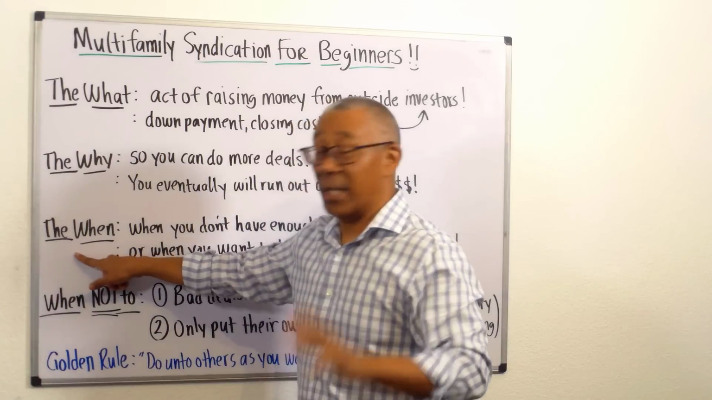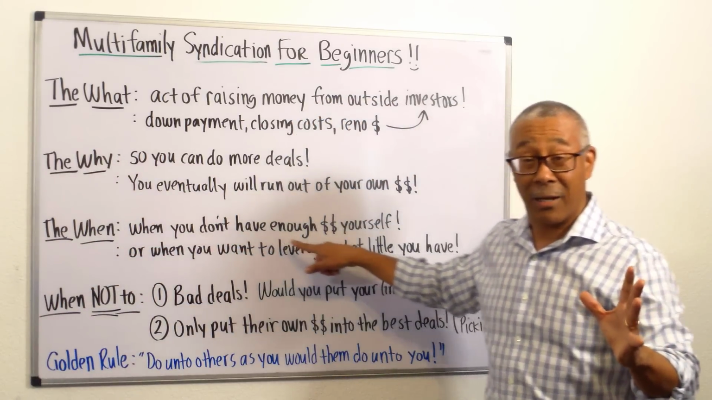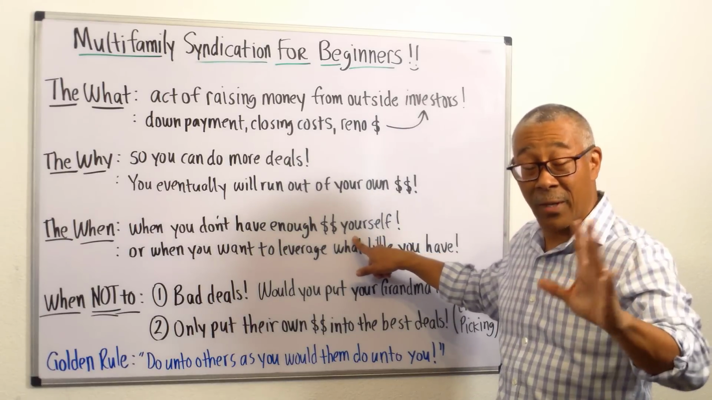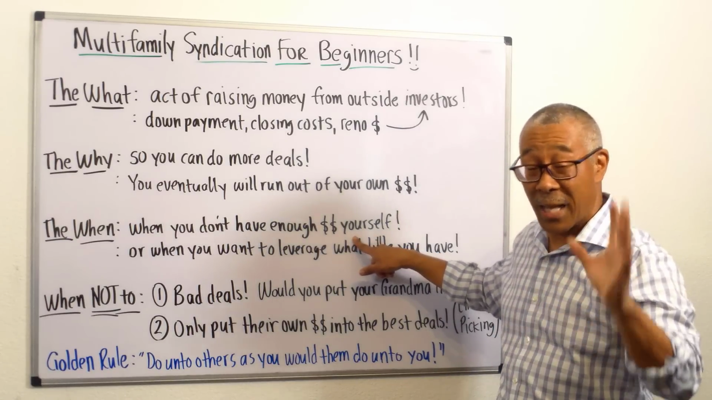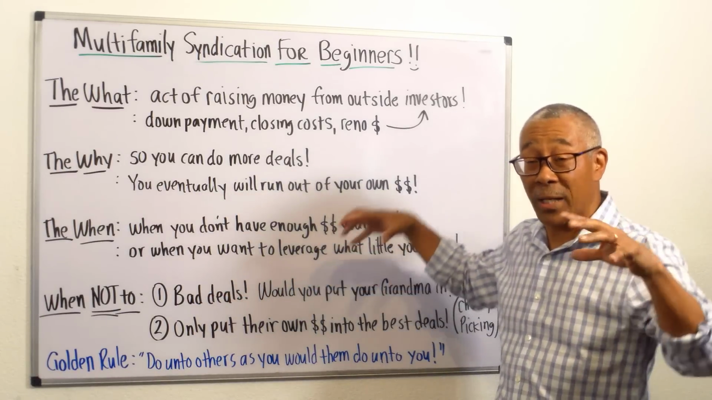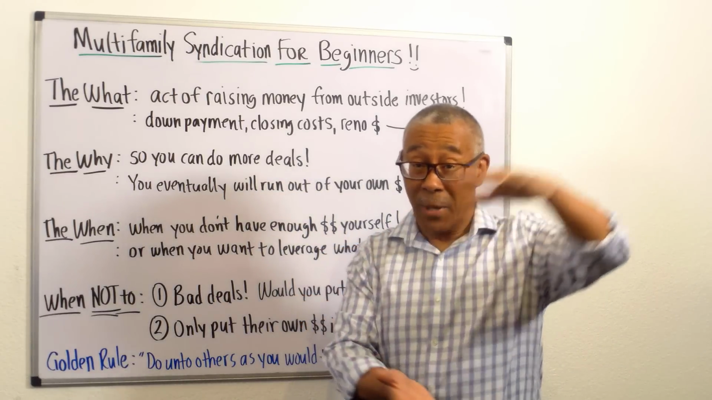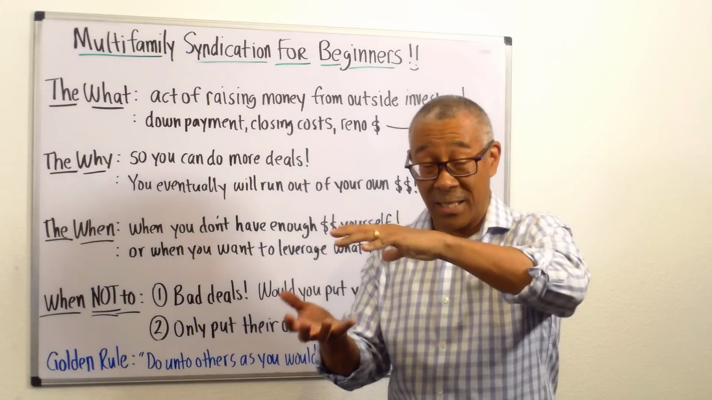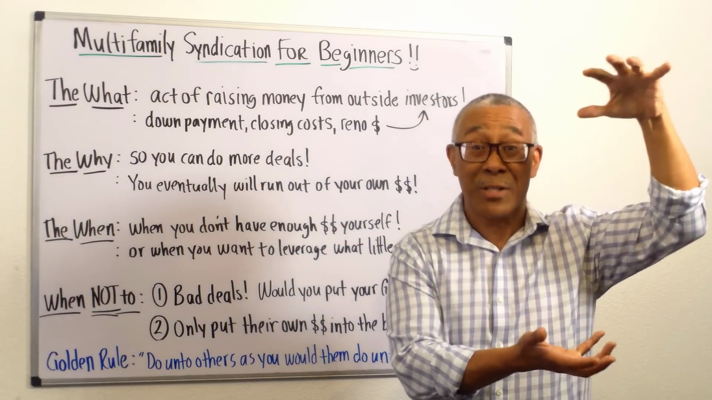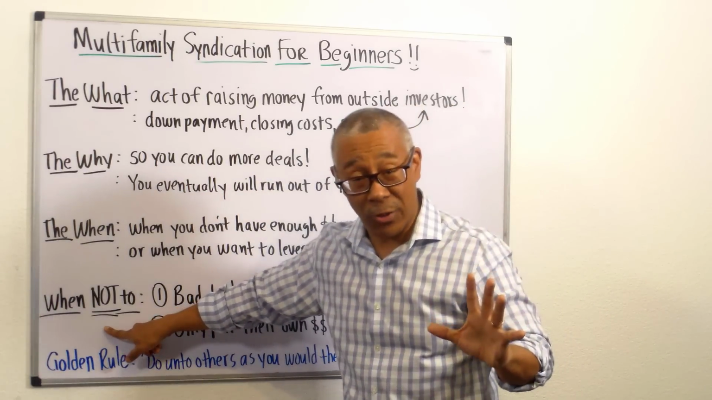All right, here's the when. Here's when you do it. You do it when you don't have enough of your own money, where you have to use money from others. That's when you do it. Or when you want to leverage what little amount that you have currently. So if you have this much, but the deal requires this much, you're going to syndicate the remaining money from investors so that you have this much at the end. Got it? Okay.